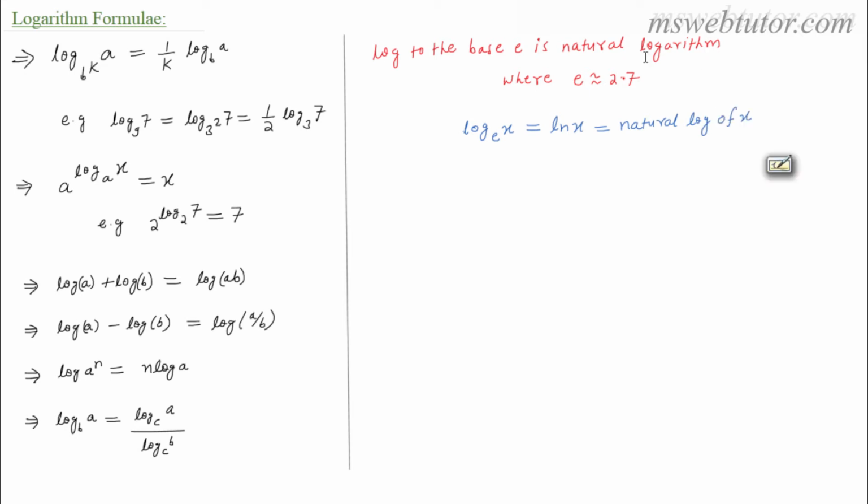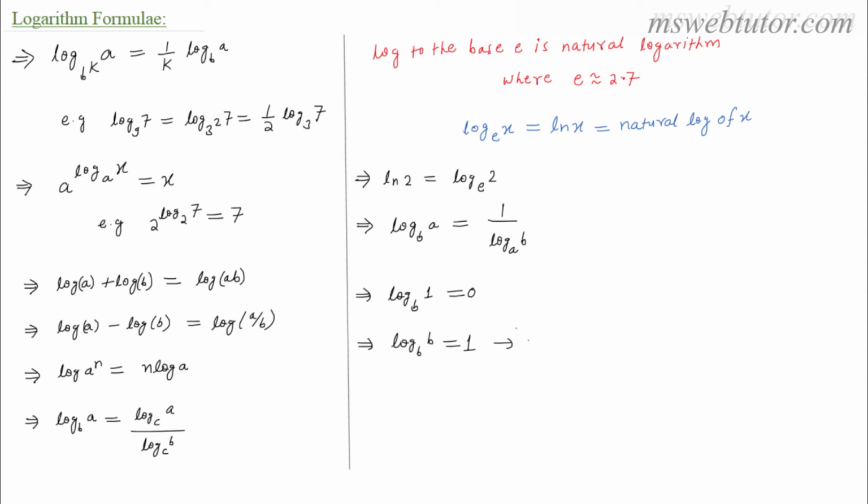The value of e is roughly equal to 2.7. ln of 2 is nothing but the natural logarithm of 2. The values of a and b can be interchanged by taking the reciprocal of the logarithmic function. Logarithm of 1 to any base is always 0. If the argument and base have the same values, then log will be 1. For example, natural log of e will be 1 because natural log of e is log of e to the base e, and both argument and base have the same values, and the answer will be 1.